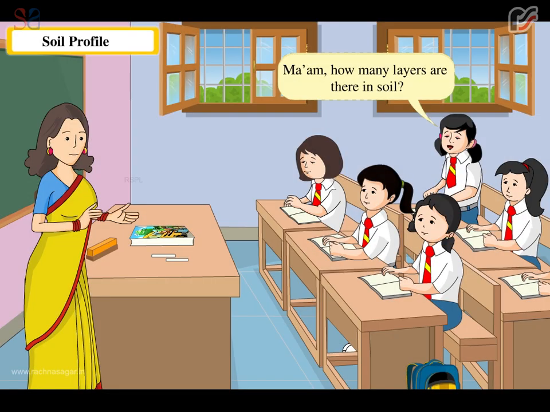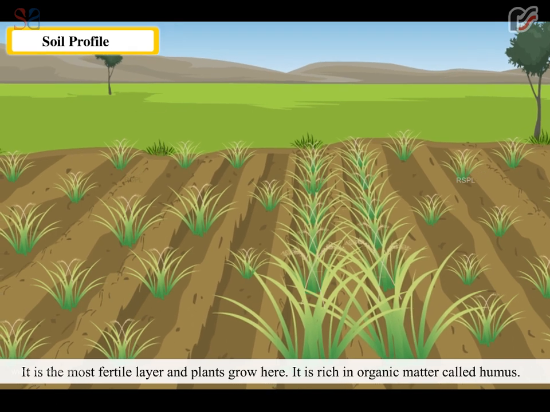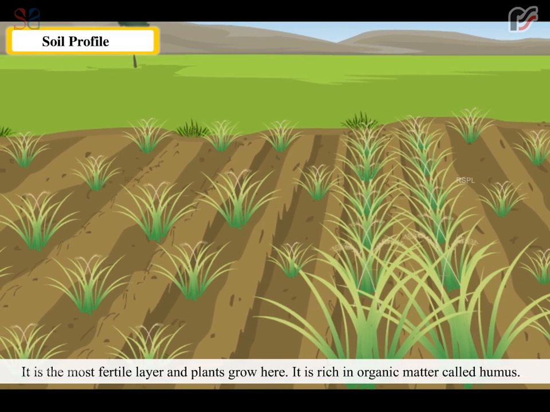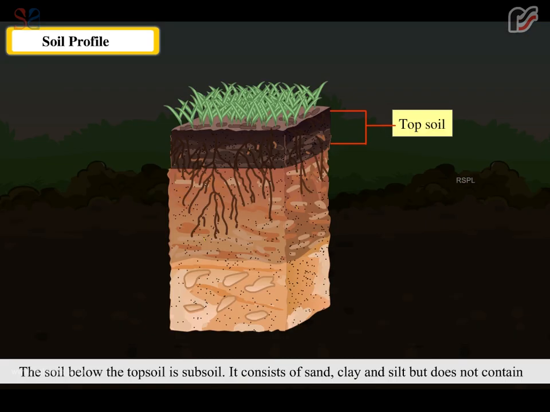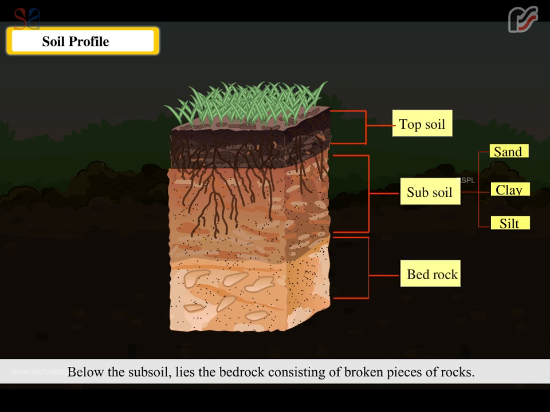Ma'am, how many layers are there in soil? Soil consists of 3 layers. The uppermost layer of the soil is called topsoil. It is the most fertile layer and plants grow here. It is rich in organic matter called humus. The soil below the topsoil is subsoil. It consists of sand, clay, and silt, but does not contain organic matter and humus. Subsoil is harder than the soil. Below the subsoil lies the bedrock, consisting of broken pieces of rocks.